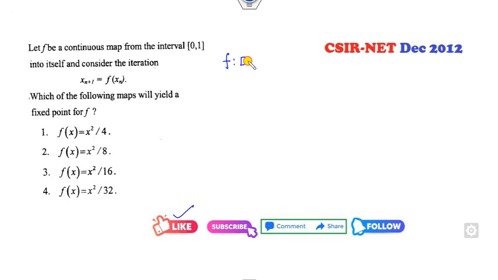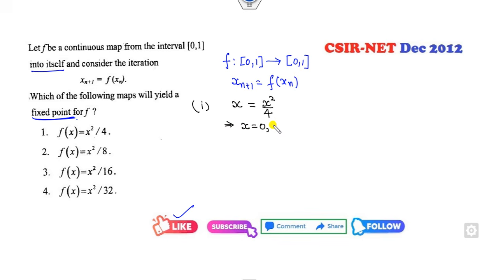f is the mapping from [0, 1] to itself. x(n+1) is given to be f(xn). Which of the following will yield a fixed point? What is the definition of fixed point? I can substitute. First point, I can take x is equal to x square by 4. What are the values of x? So clearly x will be 0 and x will be 4, and this 4 lies outside the domain, and yes, 0 is my fixed point. Correct option.